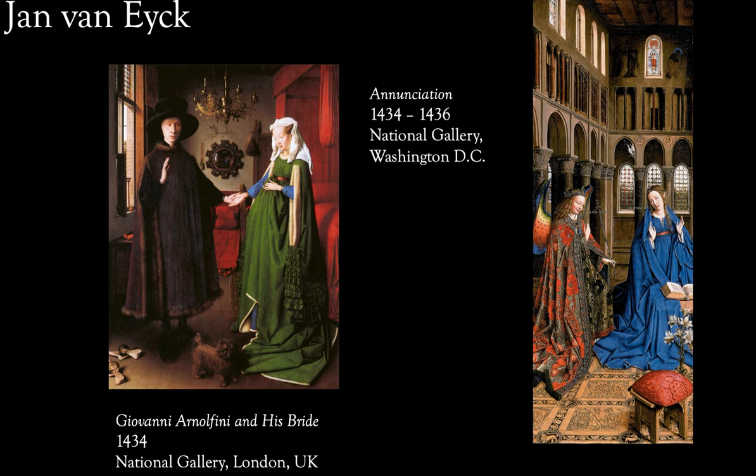But what's really notable in this painting is the detail and the symbolism. This is a marriage portrait between a wealthy Italian merchant and his bride, and everything you see in the painting has some type of symbol. The dog, the shoes, there's oranges on the back table, the color red, the way she's holding her dress.